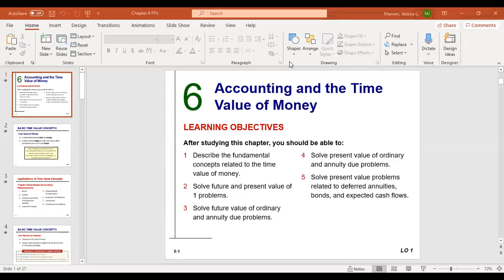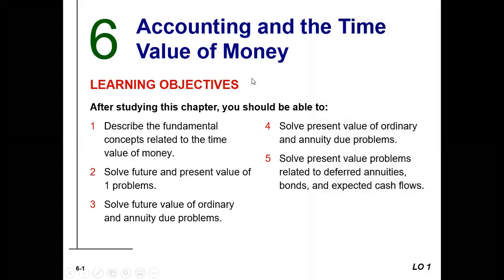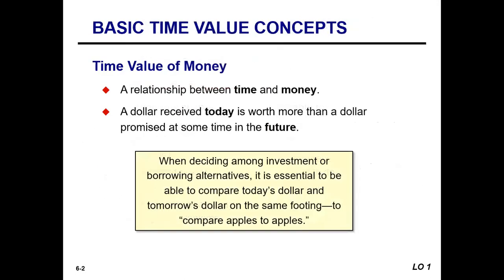Okay, so chapter 6, again, like it shows here, time value of money and our learning objectives. So the fundamental concepts related to the time value of money, we just kind of touched on that. Remember, a dollar today is worth more than a dollar promised in the future. Solve future and present value of one. So those are single cash flows. Solve future value of ordinary and annuity due. Solve present value of ordinary and annuity due problems, and then solve present value problems related to deferred annuities, bonds, and expected cash flows. So that's what we're looking at in this chapter.